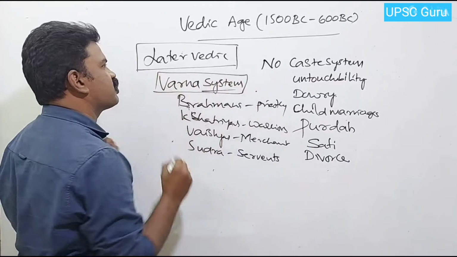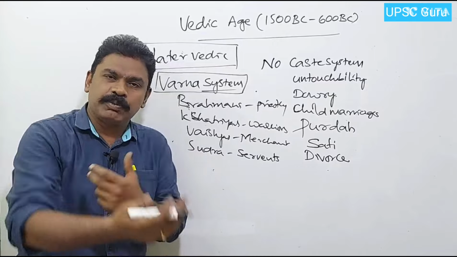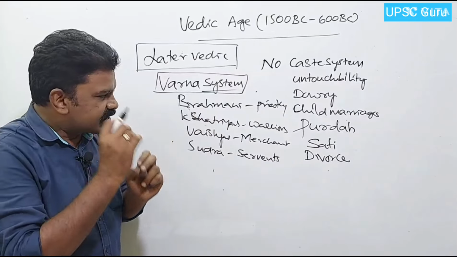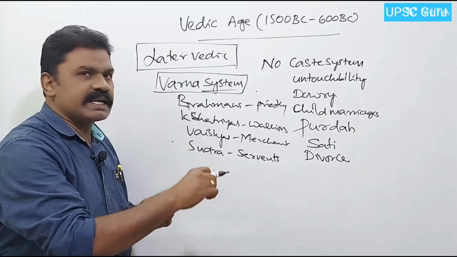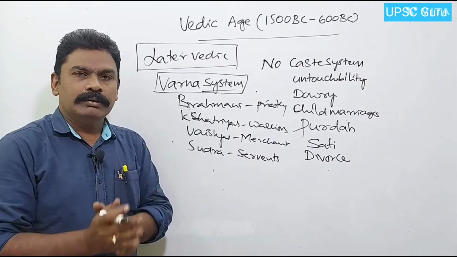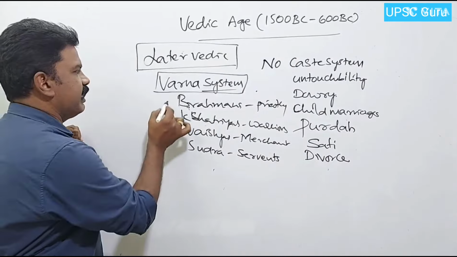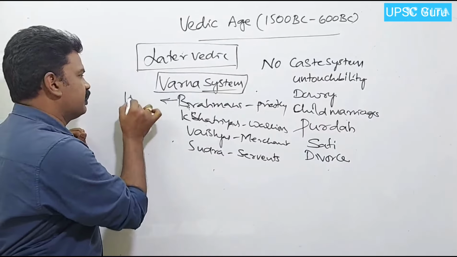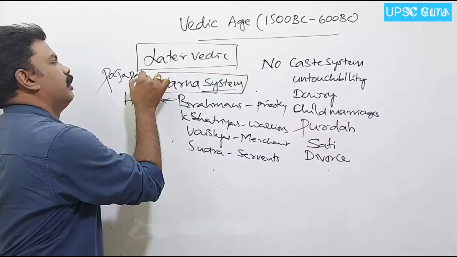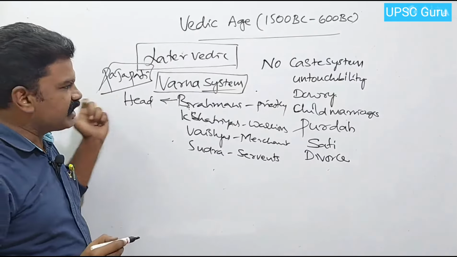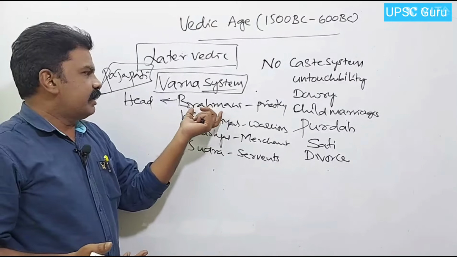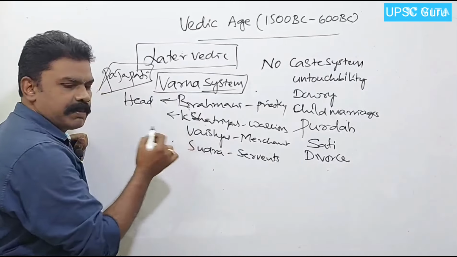The fourfold Varna system became very strong in the later Vedic period. Brahmins got a higher position in the society. They followed the rituals, and Brahmins inculcated ritualistic worship in the minds of the people. And there is one concept: Brahmins originated from the head of the creator. The creator is called Prajapati. Prajapati is a god, equal to Brahma.